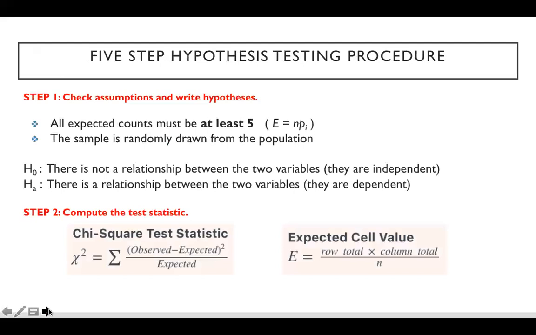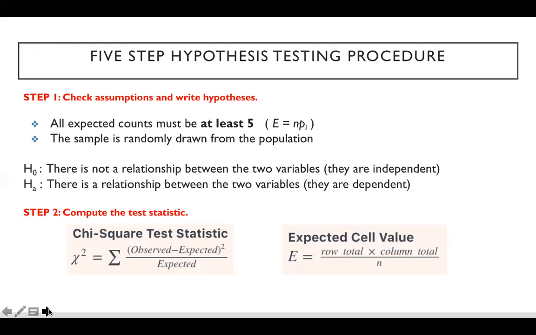So you're going to check your assumptions and write your hypotheses. Our assumptions here are that all expected counts are at least 5, and the samples are randomly drawn from the population. So our null hypothesis here is that there is not a relationship between the two variables. We can say that they're independent of one another. And then the alternative hypothesis is that there is a relationship between the two variables, so they are dependent on one another. Then we calculate our test statistic.